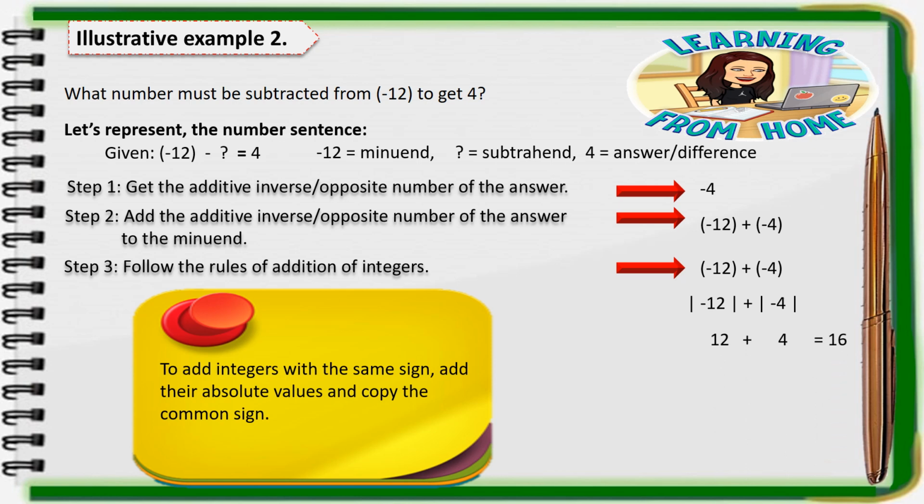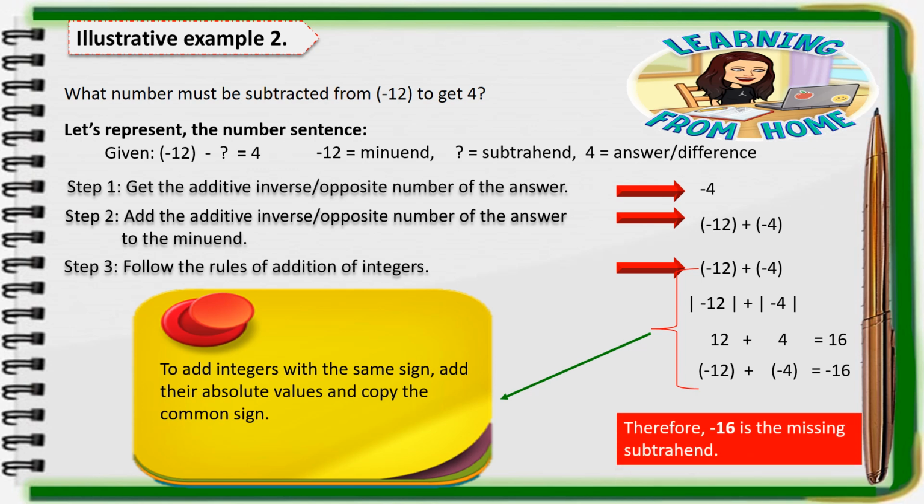Now, for our final answer, balik tayo sa original na given. Meron tayong negative 12 at negative 4. So, ang common sign nila ay negative. So, ang final answer natin ay magiging negative 16. So, we have negative 12 plus negative 4 equals negative 16. Therefore, negative 16 is the missing subtrahend.